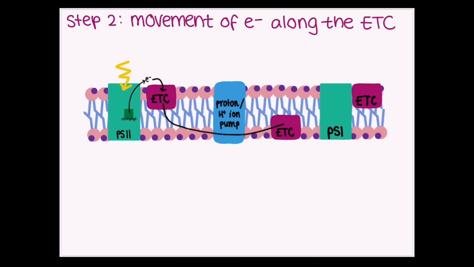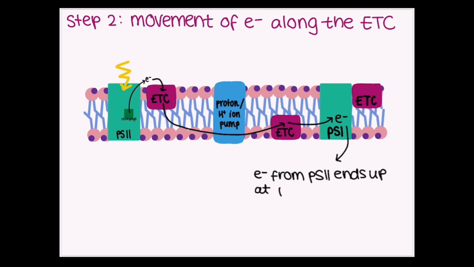That electron is then going to be picked up by the first protein in the electron transport chain. As the name suggests, the electron transport chain is a series of proteins that act as a chain through the membrane. So when an electron is picked up by the first protein, it is then passed along almost like a conveyor belt to the next one and then the next one in the series.